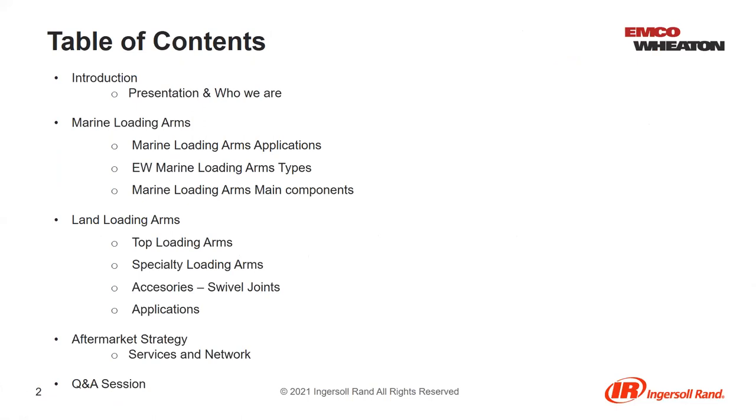After a short introduction and a presentation of who we are, we will immediately go to the marine loading arms part, where we will show you different marine loading arm applications, the Emco Wheaton marine loading arm types, and some main components. After that, I will hand over to my colleague, who will present the land loading arm systems. His presentation is split into several parts, like top loading arms, specialty loading arms, accessories like swivel joints, and also different applications for land loading arms.